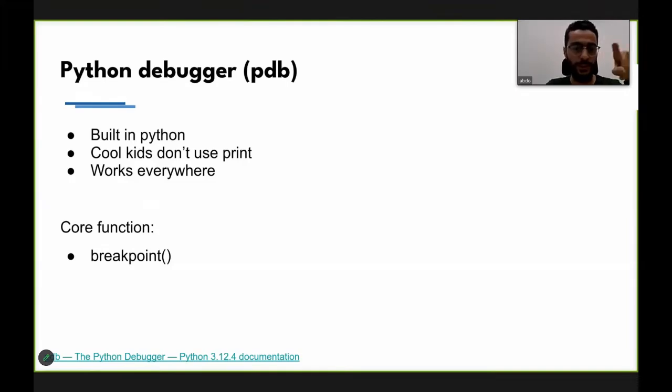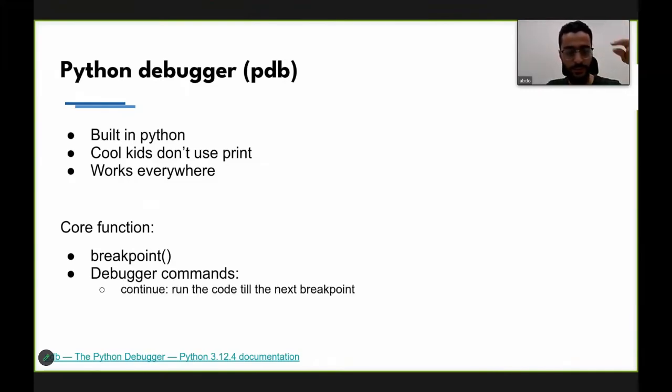This is where you put it in your code, where you want your code to stop, and you start seeing what's wrong with your code or the outputs and so on. So the most important debugger commands are continue. It will run your code until the next breakpoint. Next will run the next line.